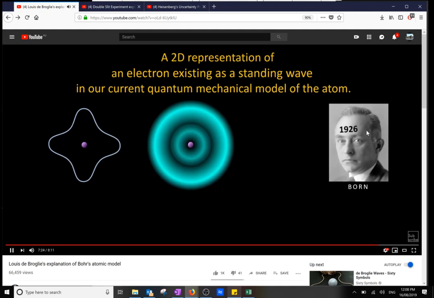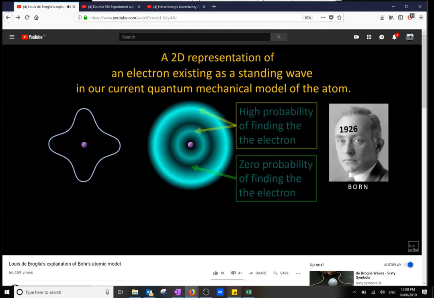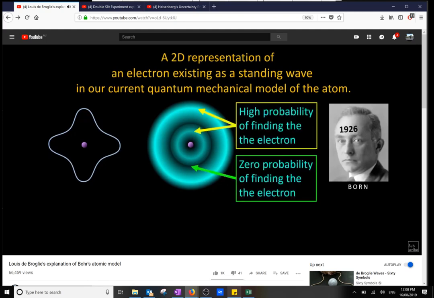In 1926, Max Born interpreted the standing wave of the electron to represent the probability of where an electron is within the atom. Brandon, close it, please.